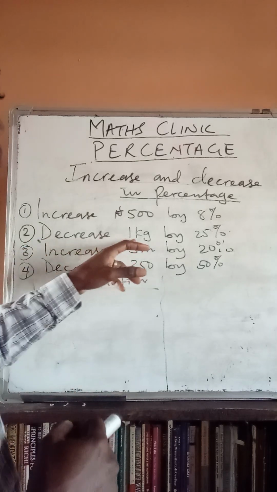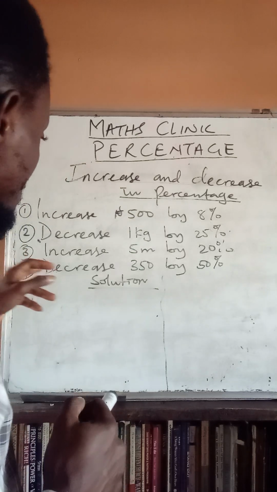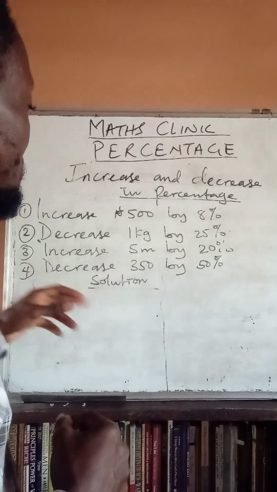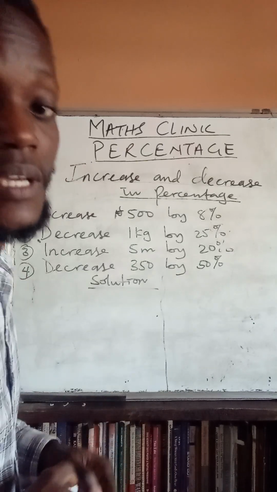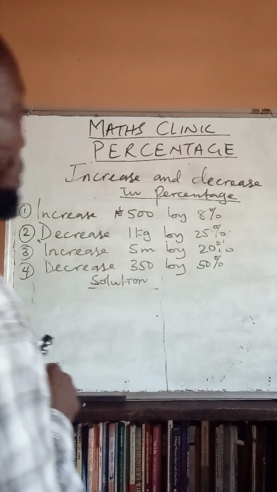2. Decrease 1 kg, that is 1 kilogram, by 25%. 3. Increase 5 meters by 20%. 4. Decrease 350 by 50%. Now, number 1, increase 500 naira by 8%.